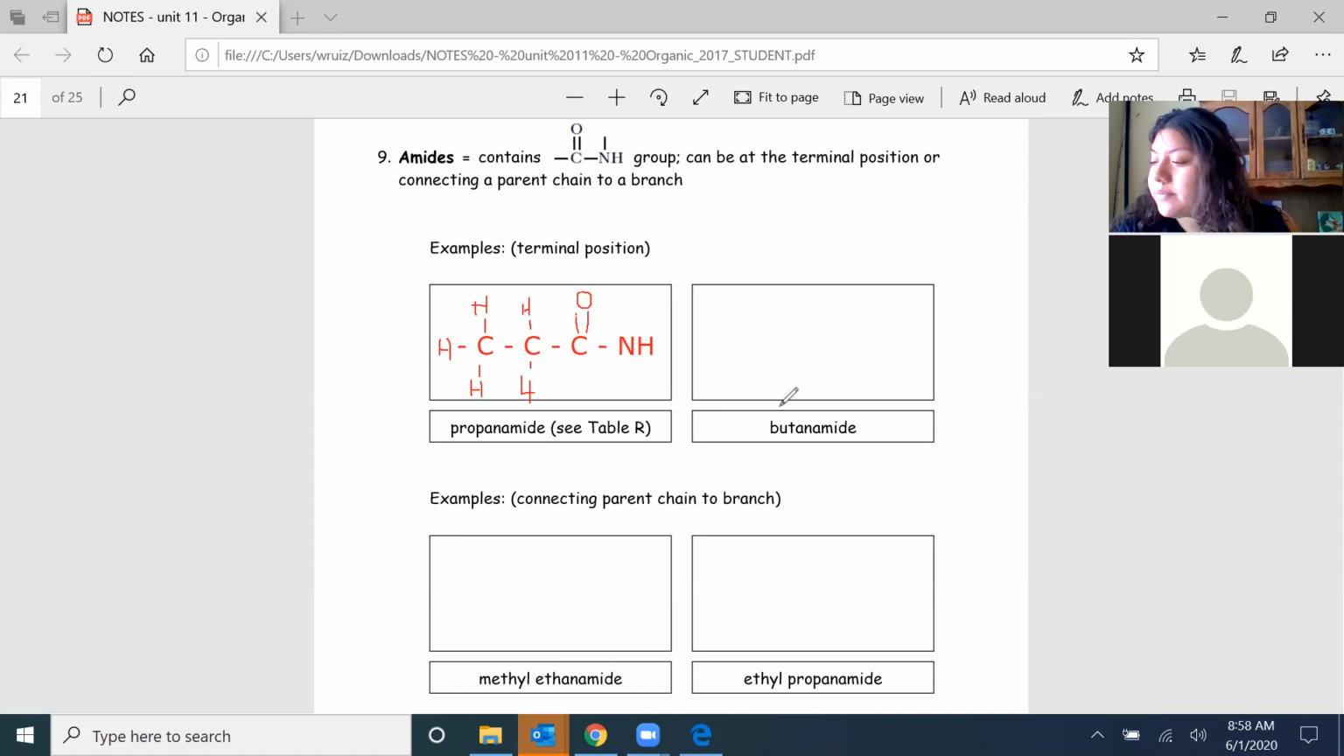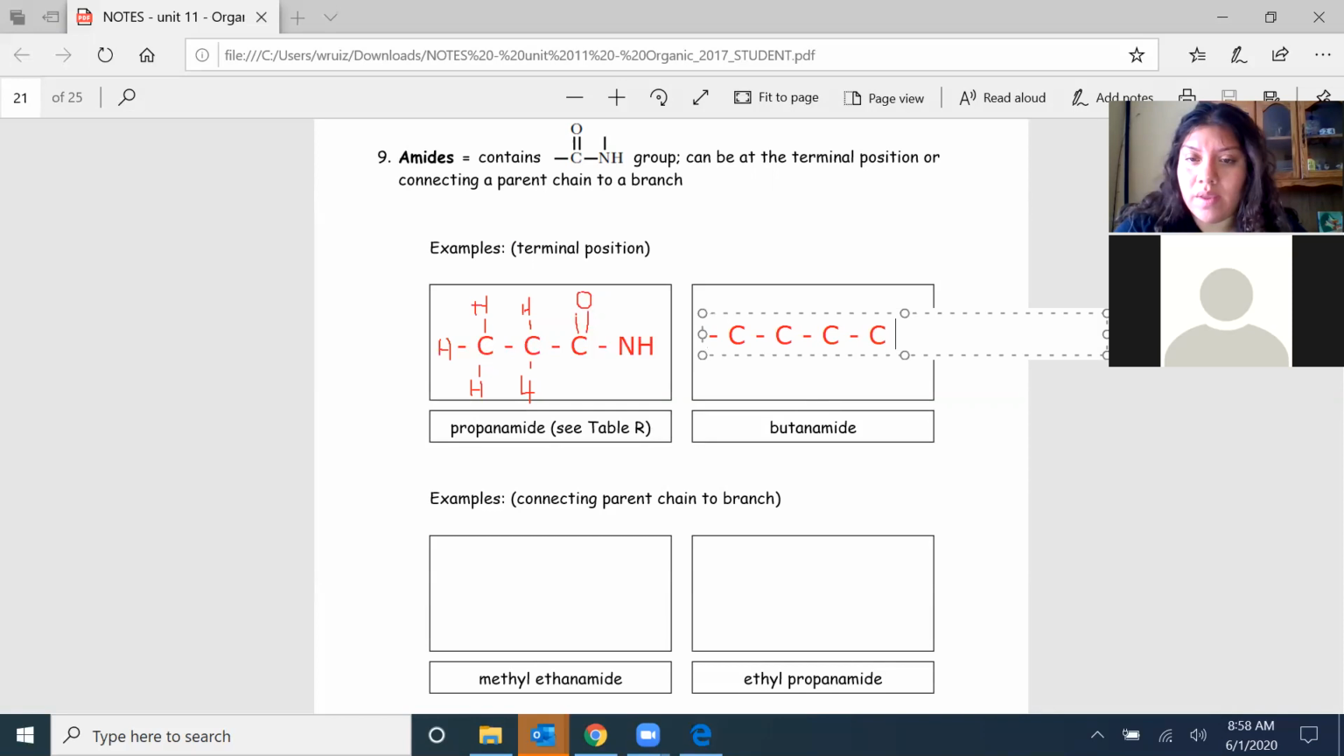For the next ones, butanamide. But means 4, so there's 4 carbons. 1, 2, 3, 4. It's the same thing. So it can be either this carbon or this carbon, because there's no number affiliated with it. Here's your double bond to an O, and here's your N and your H. I'm not going to draw the hydrogens here, but there's one here, here, here, here, here, here, here. There's not a carbon here because this already has 4 bonds.